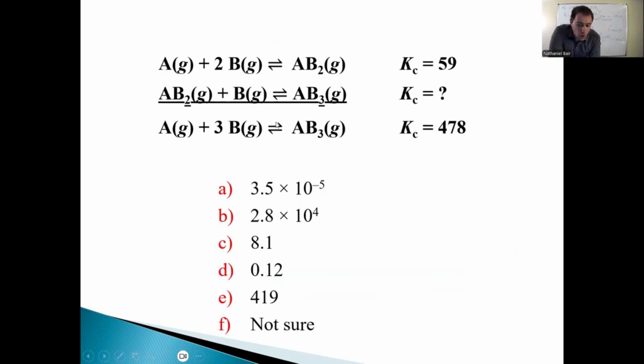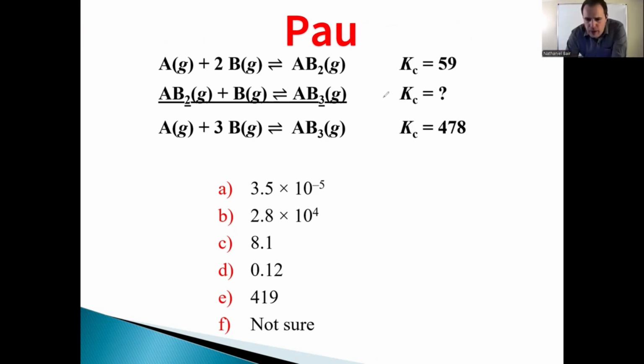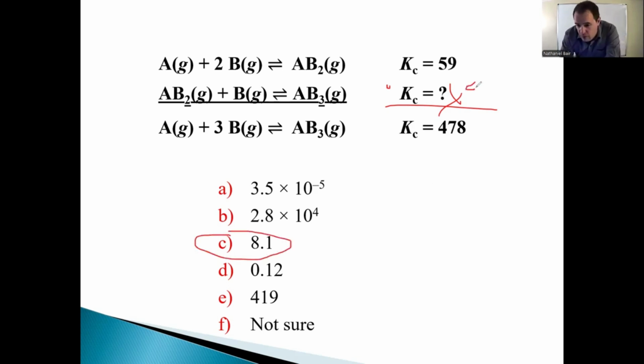Cool. So let's try and apply that knowledge. Same thing here, but a little different. I know the overall constant and the constant for one of the elementary steps. Can you get the other elementary step? Think about it. Give it a shot. All right, so this guy should be pretty easy. Here's what you got. It's really 59 times x equals 478. So 478 divided by 59, 8.10. This second reaction must have an equilibrium constant of 8.1 because 59 times 8.1 is that 478. There we go.